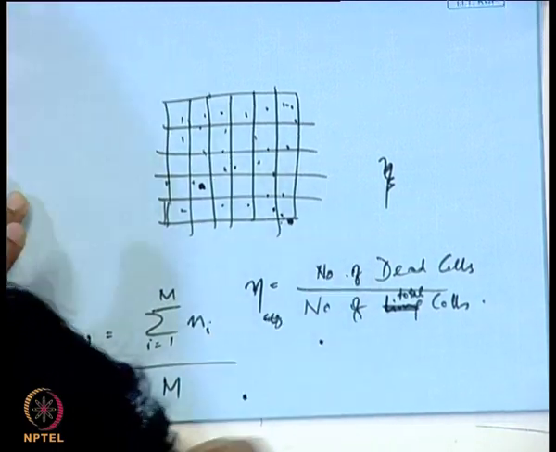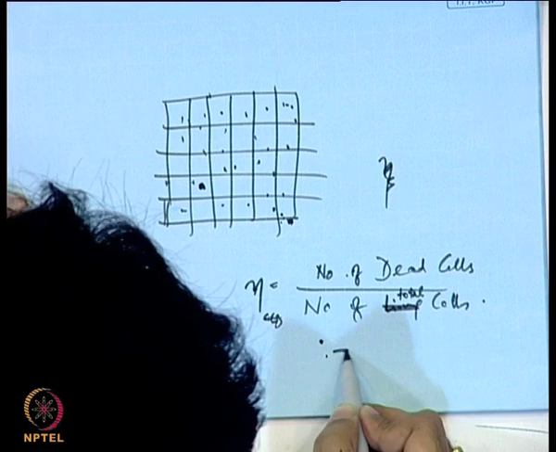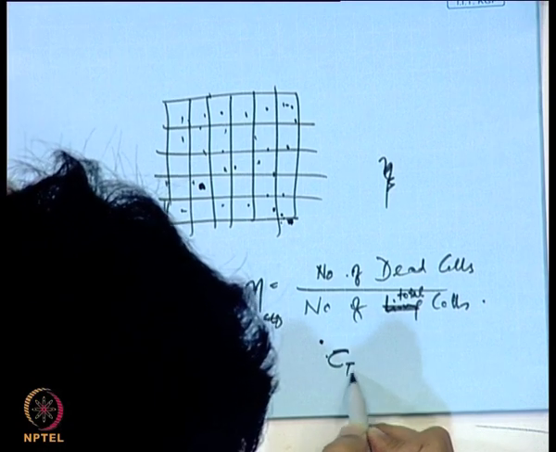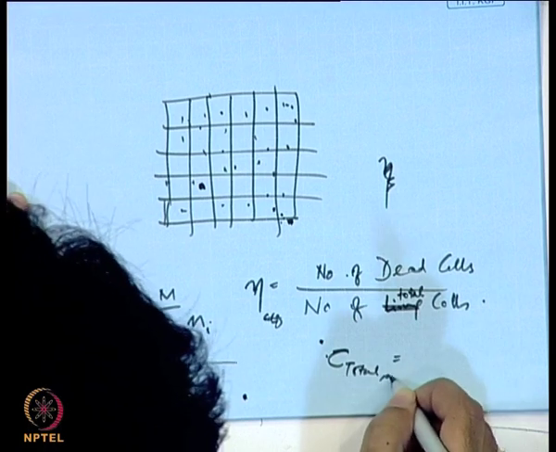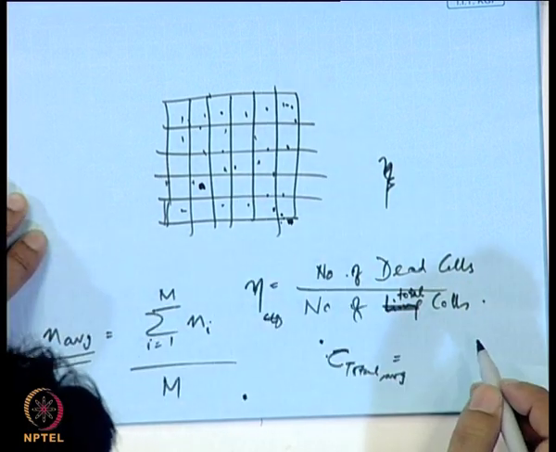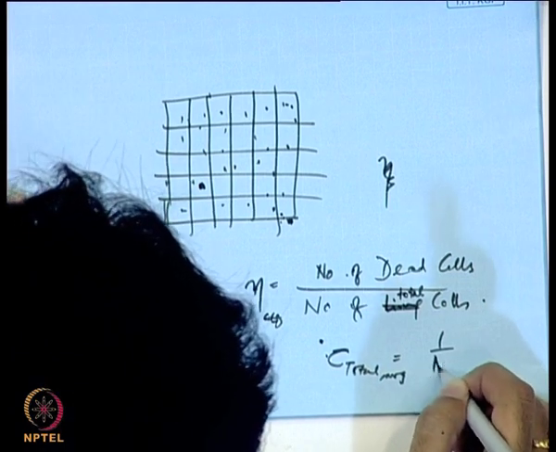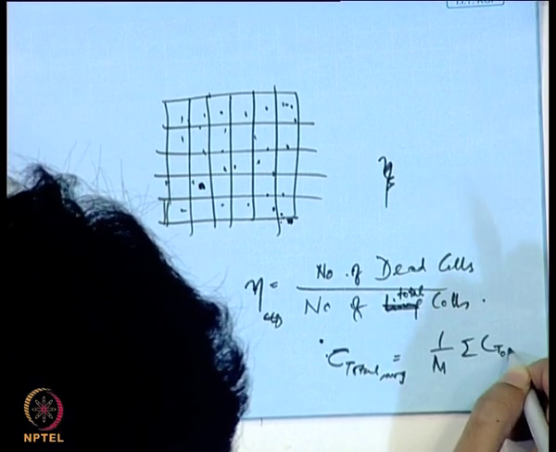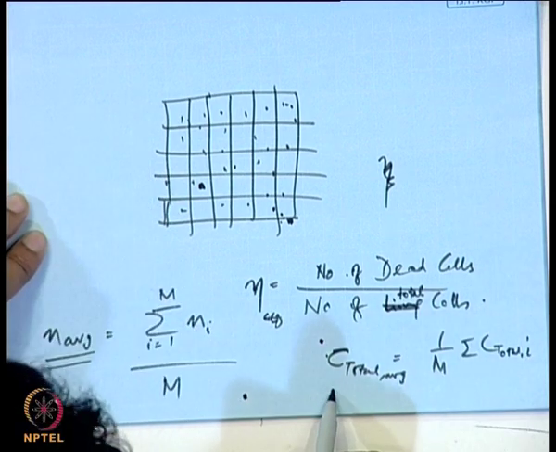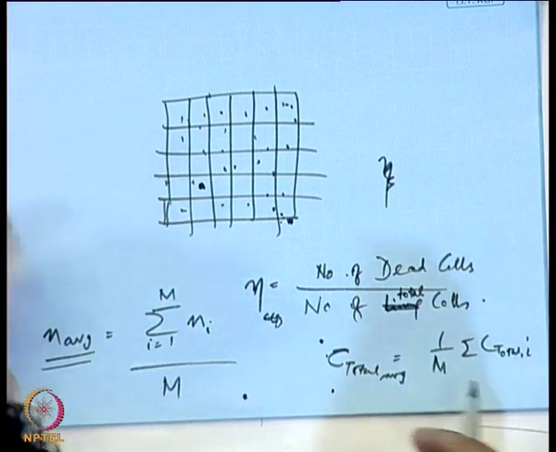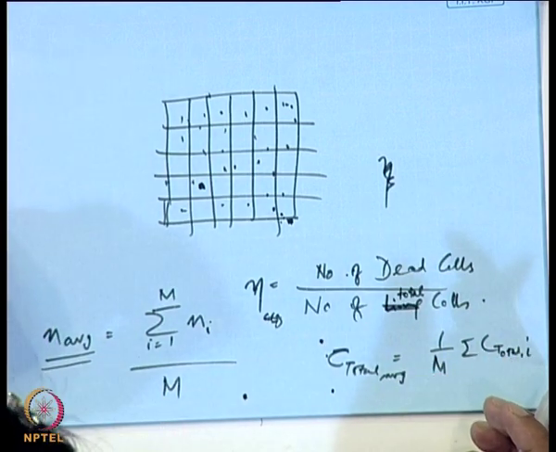And similarly, you calculate the C total, let us call it C total average. So if you did it 5 times and you calculate the C total for each, so 1 over m sigma of C total i, that would give you the average number of cells within that, and you can multiply that by the volume to find what is the total number of cells in your system.